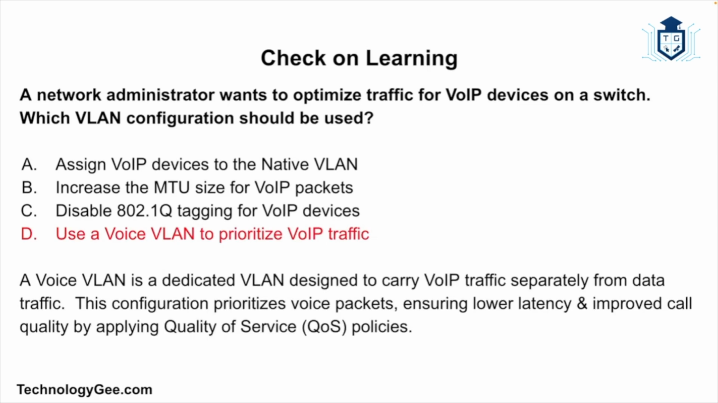And the correct answer is you would use a voice VLAN to prioritize VoIP traffic. So a voice VLAN is a dedicated VLAN designed to carry voice over IP traffic separately from data traffic. And this configuration prioritizes voice packets, ensuring lower latency and improved call quality by applying quality of service policies.